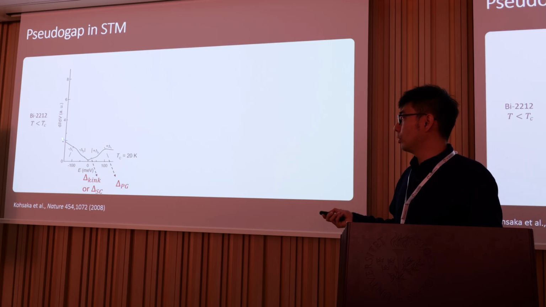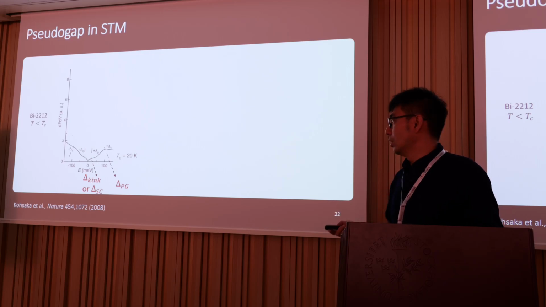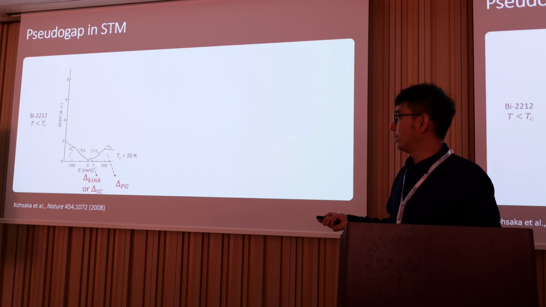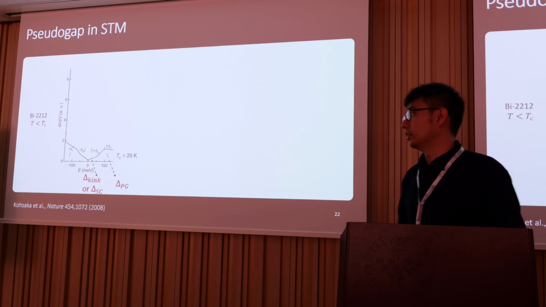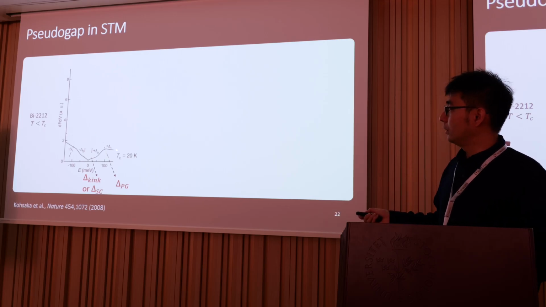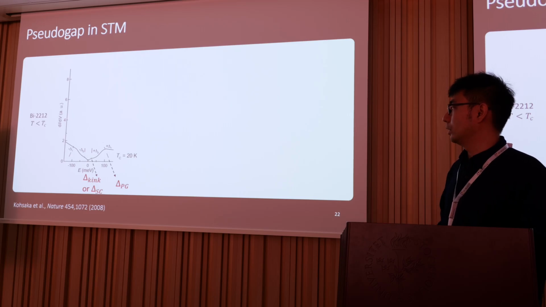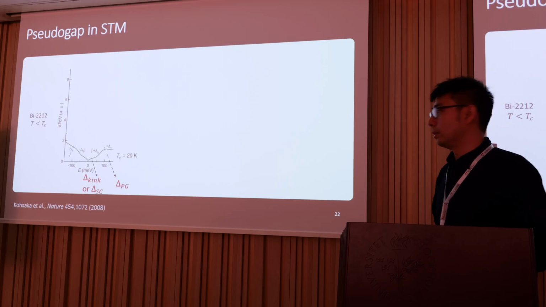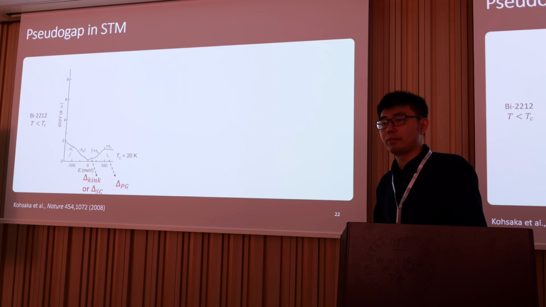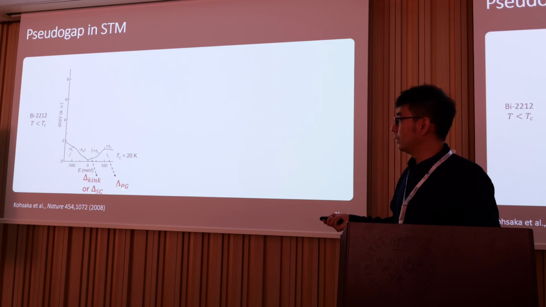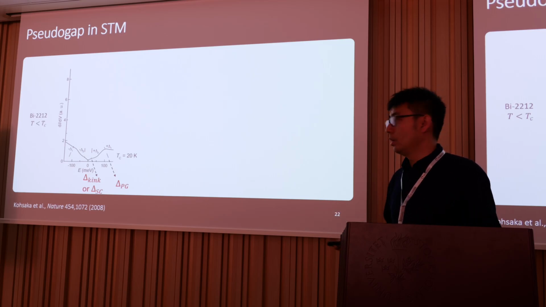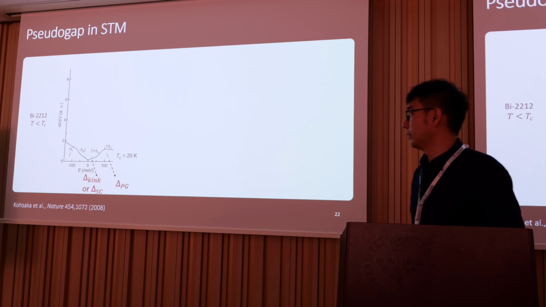And this shows the typical spectrum we measured on Bi2212 below Tc. You can see you have two energy gaps. One is a large energy gap called delta PG, the pseudogap. And inside this pseudogap, you have a small kink structure called delta kink or delta SC. It's believed to be related to the superconducting gap. This is measured below Tc. When your temperature goes up, the superconducting gap will disappear, and the pseudogap will persist above Tc.